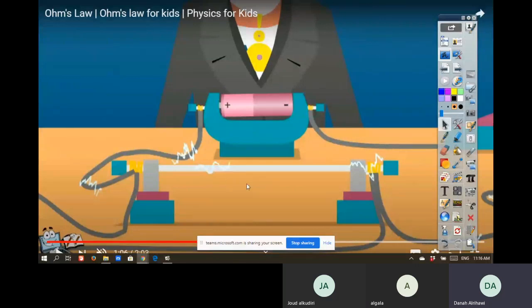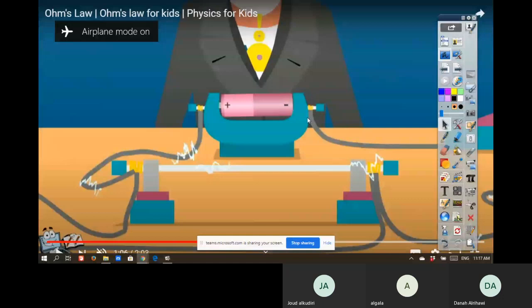He used the voltage. Voltage means the potential energy inside the battery. Voltage is related to the potential energy by charge. So the meaning of voltage is the potential energy between two points, the difference in the potential energy between two points.